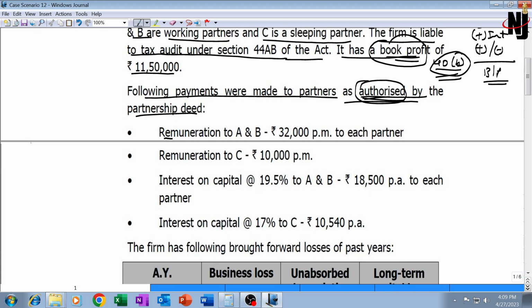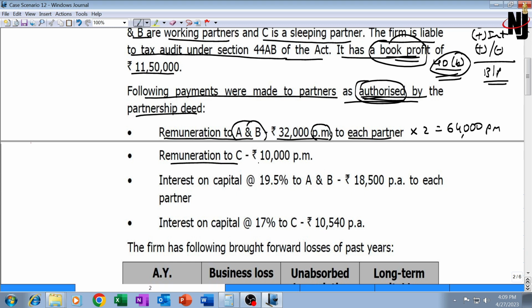Number one, remuneration to A and B, 32,000. These two are working partners. 32,000 per month to each partner into 2 is equal to 64,000 per month. 64,000 is per month. Be careful, this figure is given per month basis. Now here institute may try to play a game. Some figures will be given on a monthly basis and some figures will be for the whole year. Remuneration to partner C, who is a sleeping partner, is 10,000 per month.